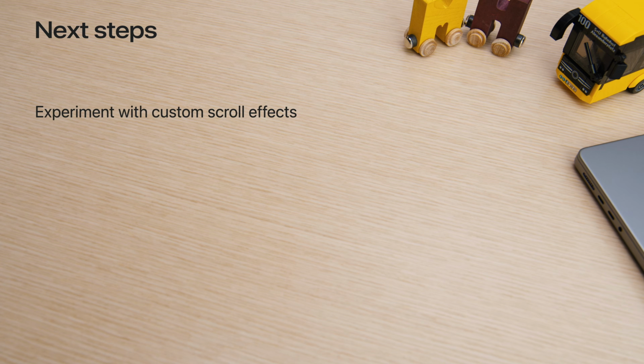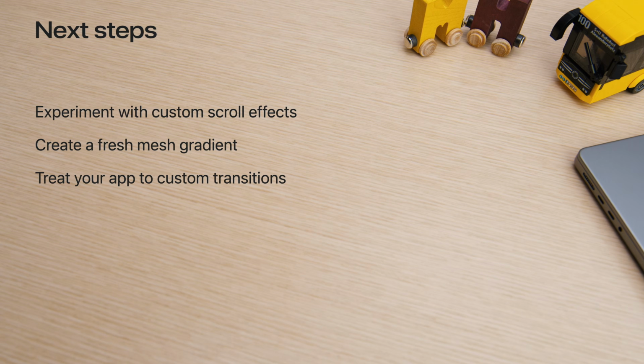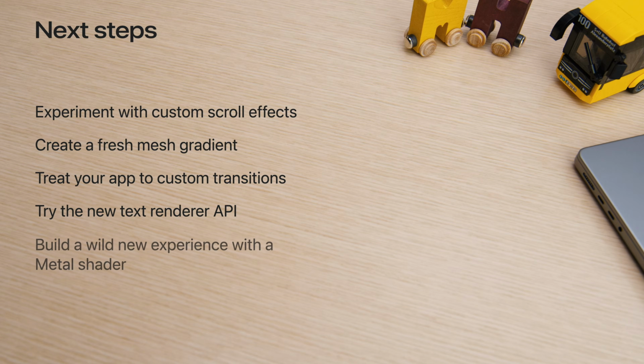Experiment with custom scroll effects to set your app apart. Add a splash of color with mesh gradients. Treat your app to some custom view transitions. Make text come alive with the new text renderer API, and build a wild new experience with a Metal shader. Use these tools to invent something new.